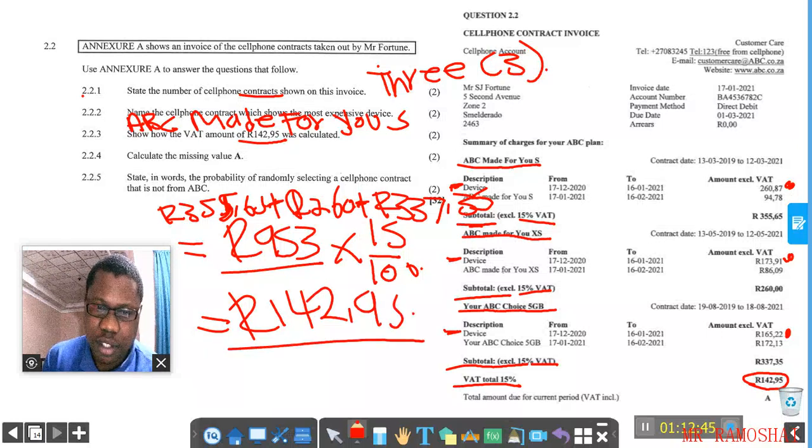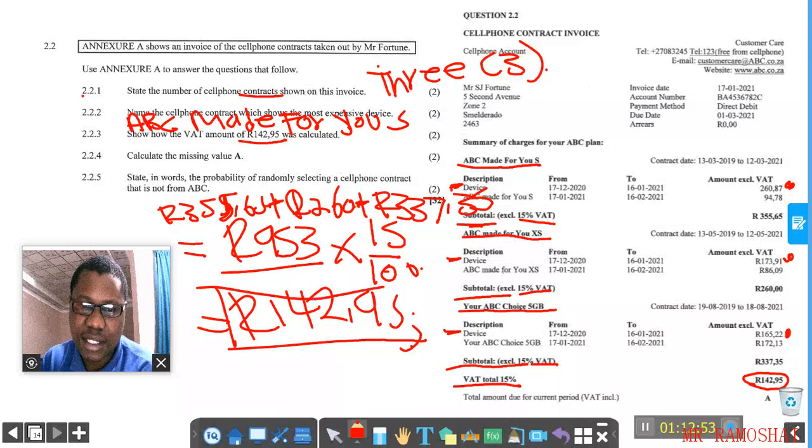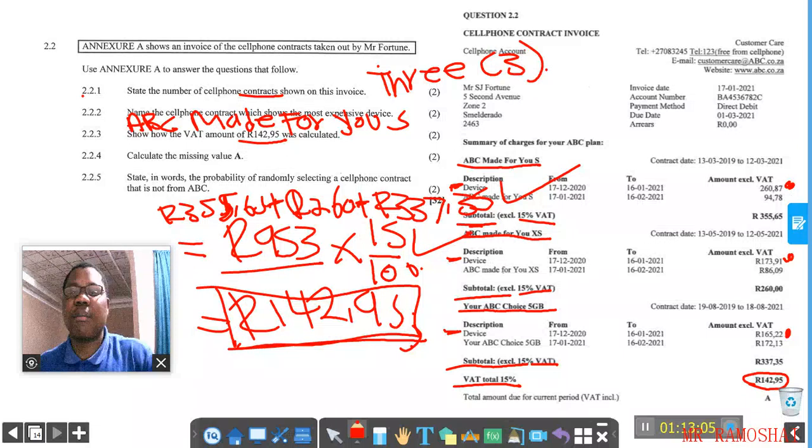So we get 142.95. Right. And remember, when you're going to mark your answer here, this doesn't have marks. 142.95 doesn't have marks because they only wanted to know how was it calculated. So your marks are going to be for adding and for writing 953 multiplied by 15 over 100. That is where you're going to get marks.